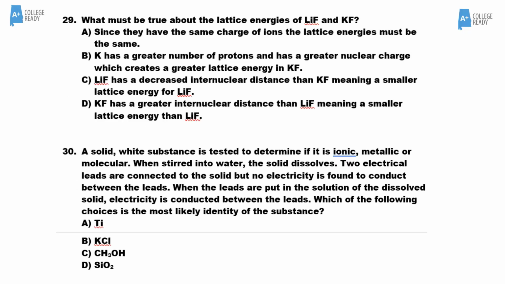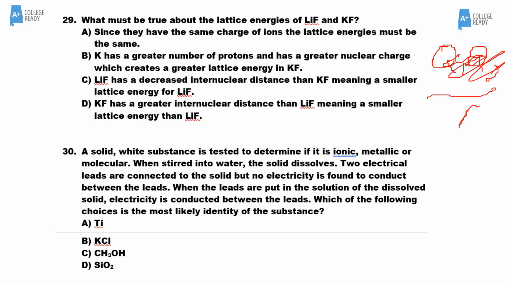Lattice energy, again, comes down to the lattice energy equation, which is always going to be a type of Coulomb's law. So again, it's either about the charges or it's about the radius. Let's see what this one is. KF has a charge of +1, -1. LiF has a charge of +1, -1. So this isn't a Q question, this is an R question.